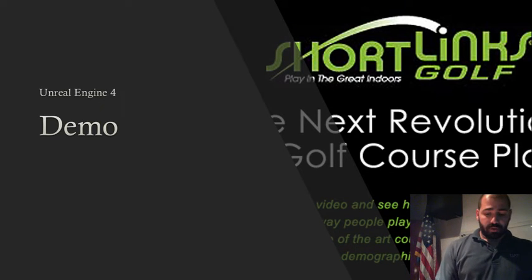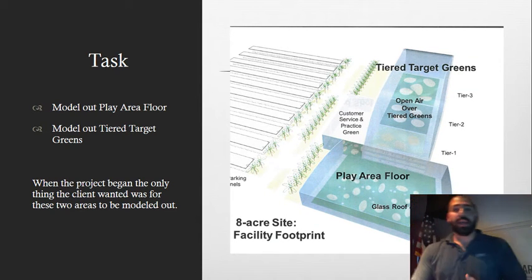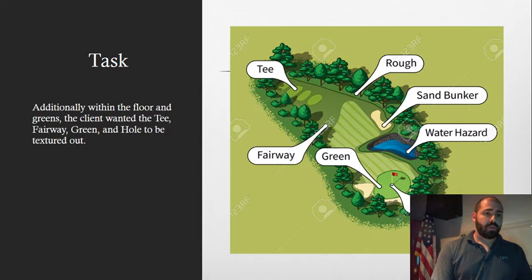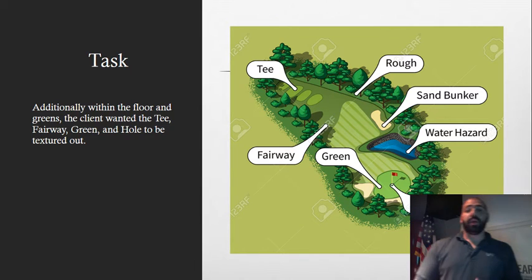So here's our first. It's Unreal 4 engine. This is the demo. Our task was to take what we got here, the tier target greens and the play area floor, and turn it into something virtual. Our client wanted it to look like a real golf course. Had the 18 holes, everything going with it, but it goes indoors.